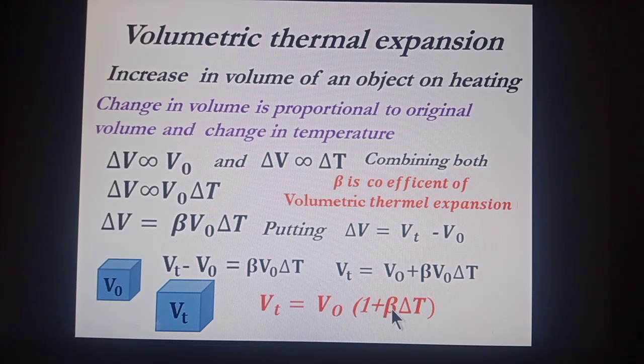Students, its value is different for different materials. Different materials expand differently for the same size and for the same change in temperature. So beta also depends upon the nature of the material. So this is how we calculate the volumetric and linear thermal expansion of solids. I hope it is clear.